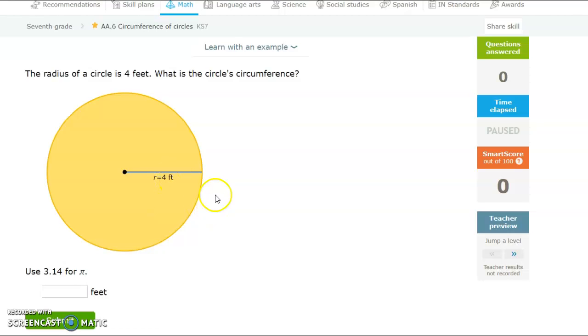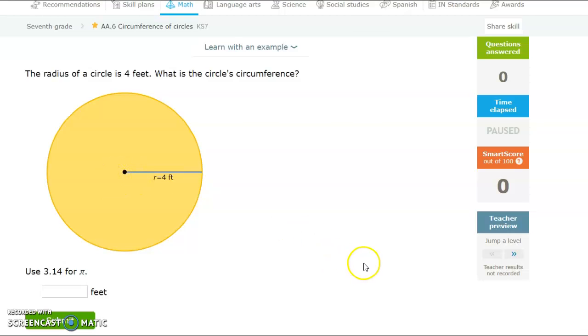So if you're given a problem like this, where you're given the radius, which is just halfway across the circle, we first have to double the radius to get the diameter. So here in this particular problem, 4 is the radius. If we double that, the diameter is going to be 8 feet. So we would take 3.14 times 8, since that's our diameter, and that would get us our circumference.